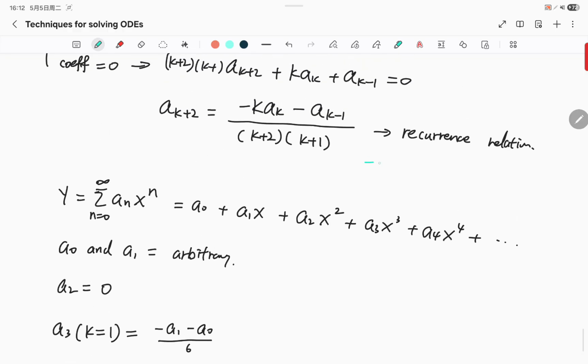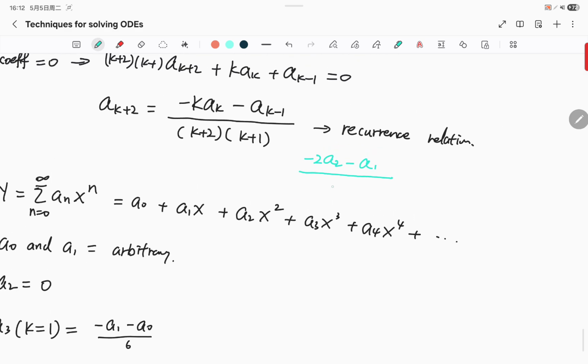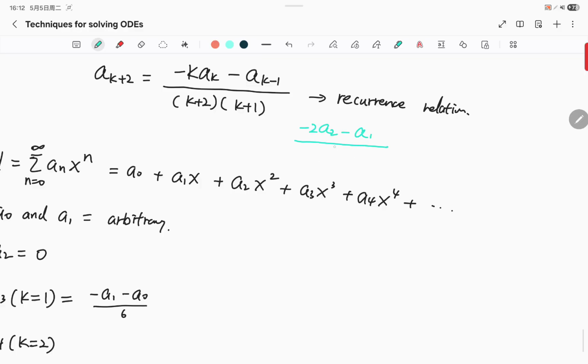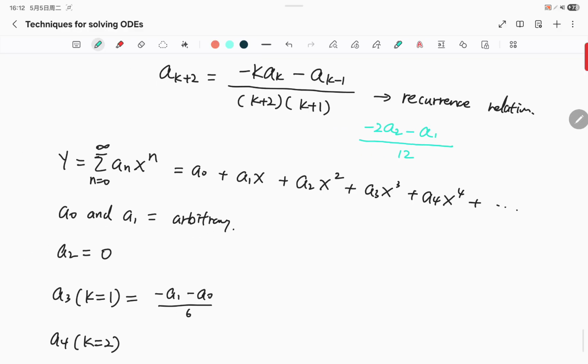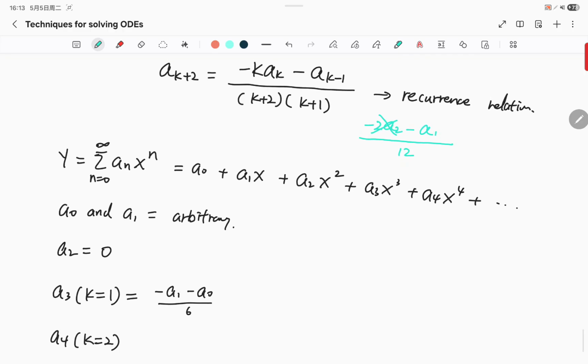So we have minus 2, a2 minus a1, over 2 plus 2, 4, times 2 plus 1, 3. So this is divided by 12. We say that a2 is 0 here. So this is gone. Negative a1 divided by 12.